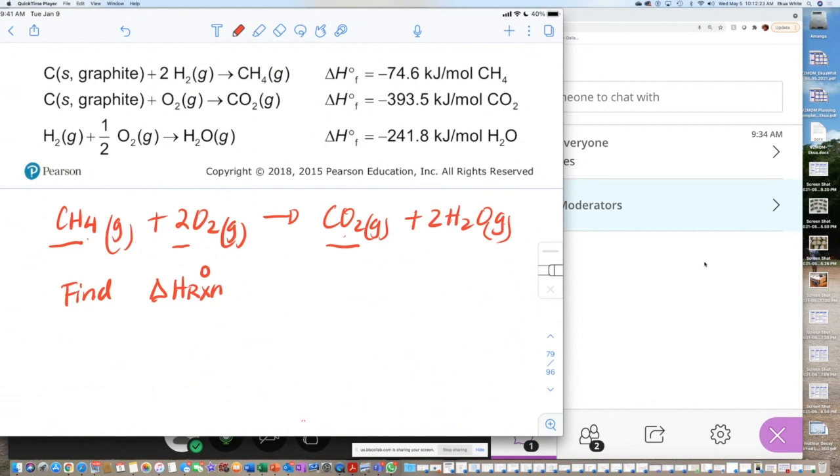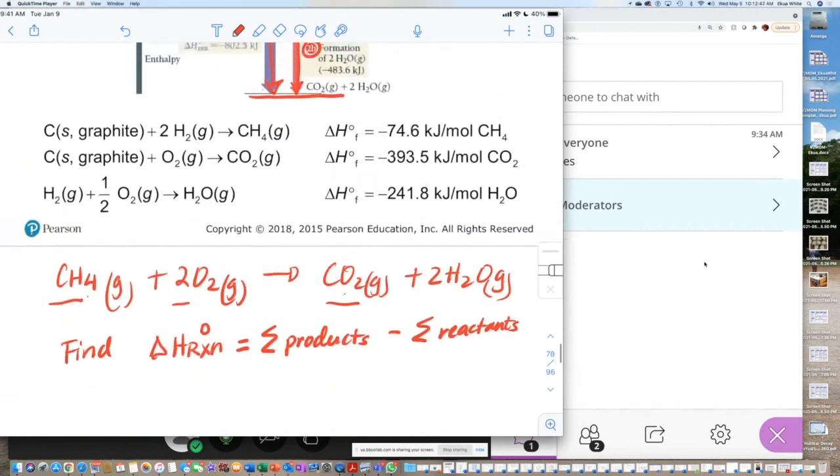So we're doing this. Finding this, remember, this is the sum of all the products' delta H minus the sum of all the reactants' delta H of formation. And I'm keeping the equation very simple right now. You know the details, right? Now I need to find the delta H's. They're right here. Delta H of formation of the formula CH4. So delta H of formation at standard state here is negative 74.6 kilojoules per mole. I'm going to write it right here.